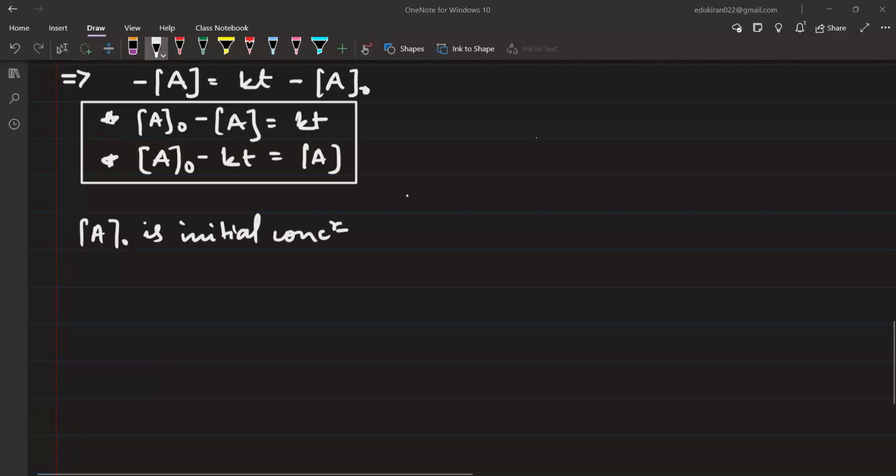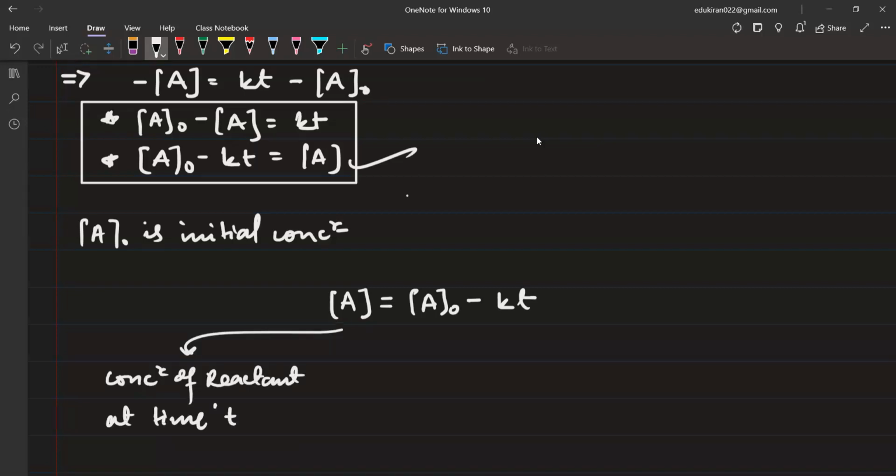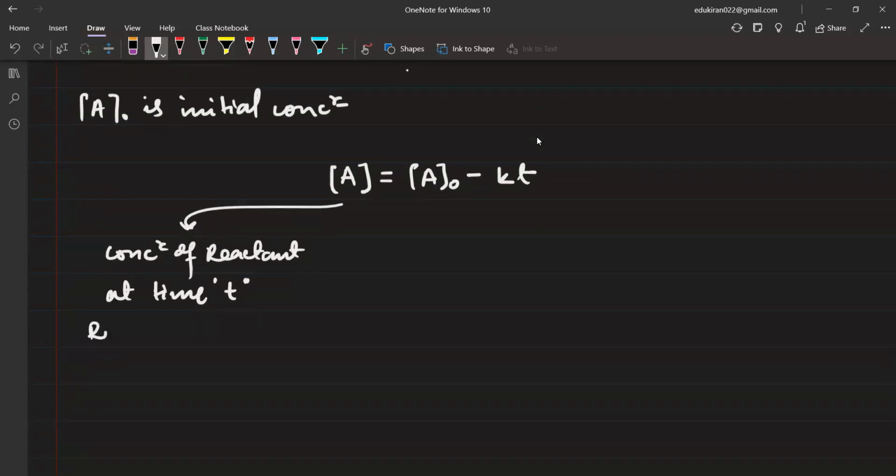Look at this carefully. I'm writing this one: A is equal to A naught minus KT. What is A? A is the concentration of reactant at time t. That means it is the reactant left, the remaining reactant, the reactant which is remaining.